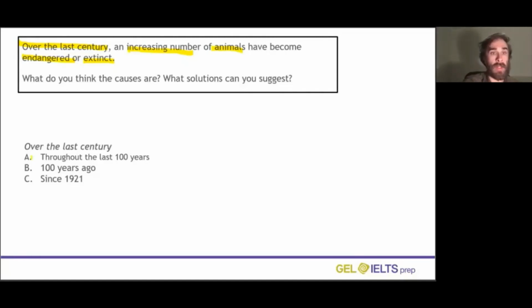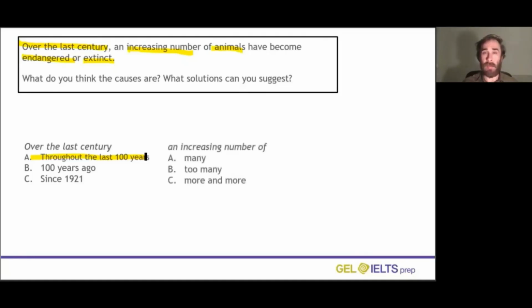A, throughout the last 100 years is a good synonym for over the last century. B, 100 years ago, is a finished past time, so that's not correct. And C, since 1921, is a little bit too specific with the year there.